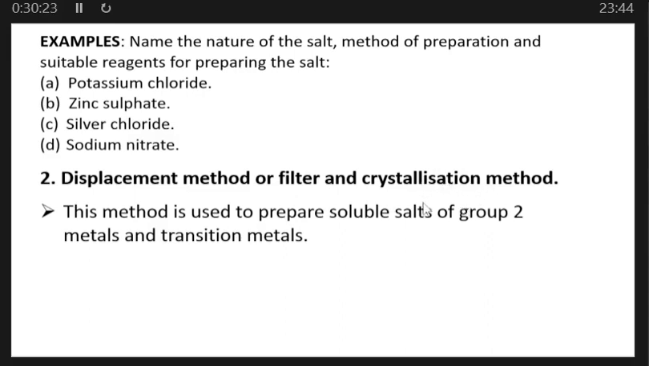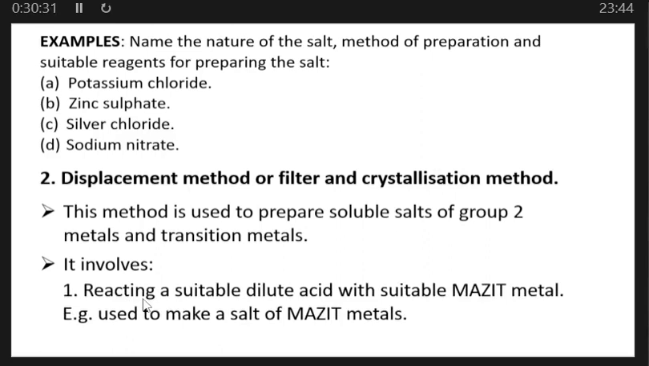Now, let's move to what it involves. So we said it involves what? Reacting a suitable dilute acid with a suitable MAZIT metal. All right. So we are saying zinc sulfate can be prepared by displacement method or filter and crystallization method. This method is used to prepare soluble salts of group 2 metals and transition metals. So zinc sulfate is a salt of a transition metal, which is zinc.